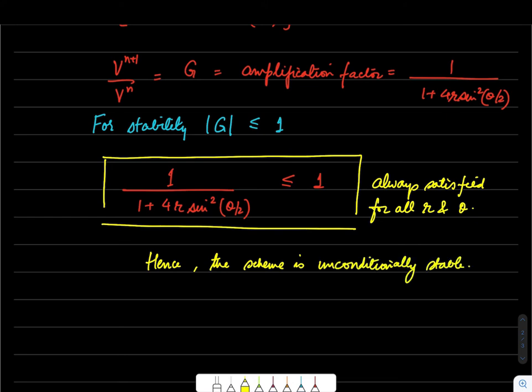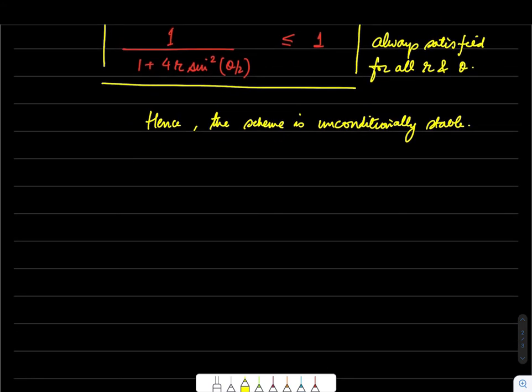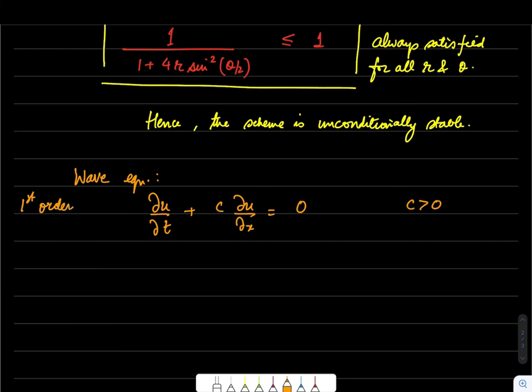On the other hand, the explicit scheme that we looked at in the last lecture was actually conditionally stable because it required r to be less than or equal to 1 by 2. Now let me take another example of stability and let's look at the wave equation. So let's consider the first order wave equation, which is given by this equation where c is a parameter which is a constant and is greater than 0. So we have a first order wave equation that we will use to understand the stability requirements of this problem.